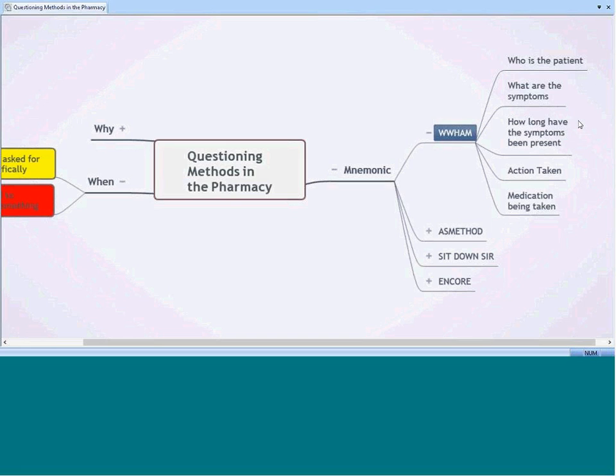So, for example, you would then ask, okay, how long have you had the symptoms? And the patient says, well, I've had it for about a week or so, just since I started this new job. Shouldn't be a big problem there.